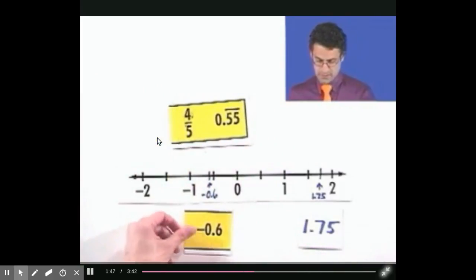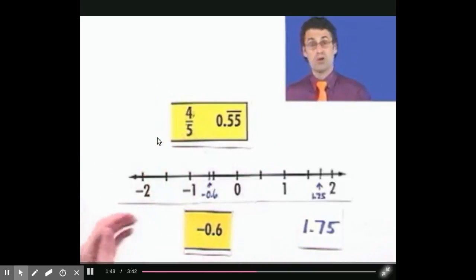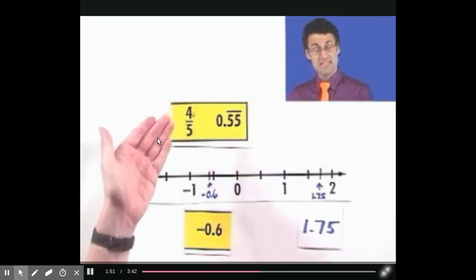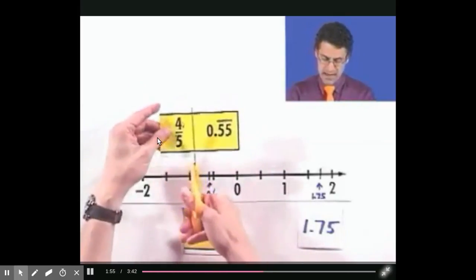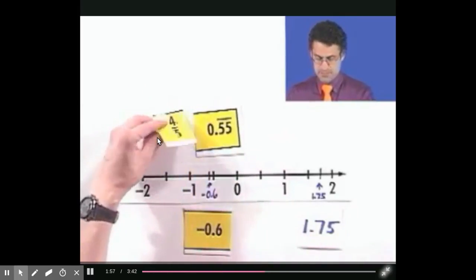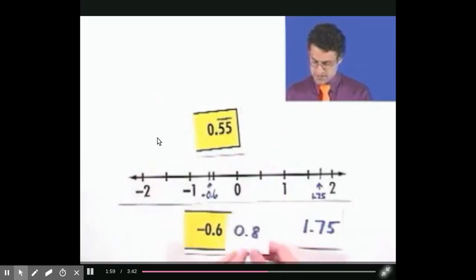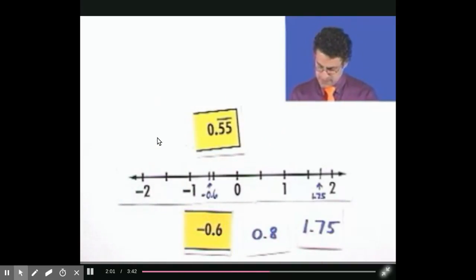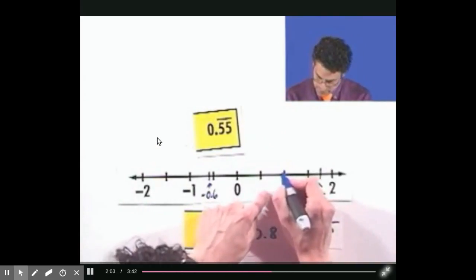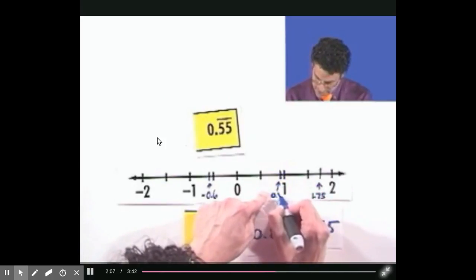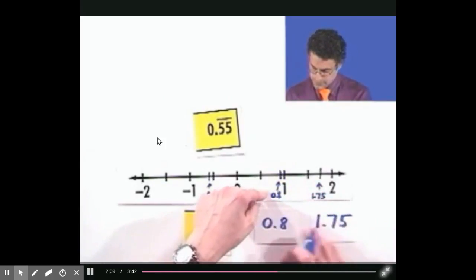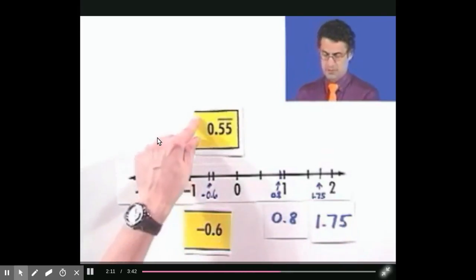And then I have 4/5. The same thing as 8/10. Multiply the numerator and denominator by 2. And so 8/10, that's pretty easy. That's just simply 0.8. So 0.8 is something a little bit less than 1. Maybe right here. 0.8. And then what about 0.555 repeating?